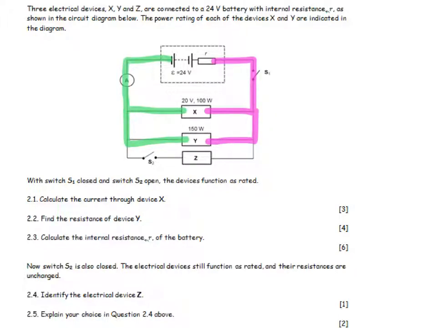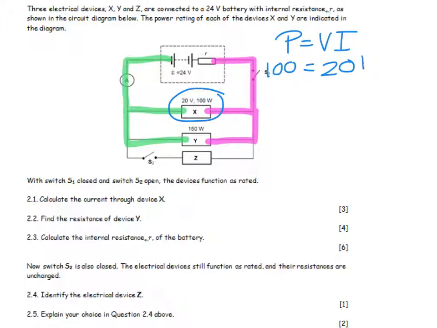I've done the colors over here, and it first says calculate the current through device X, so let's look at that information. I know that power is equal to potential difference times current, and the potential difference is 20. Power, they've told me, is 100 watts. What is the current going to be? The current is going to be 5 amps.